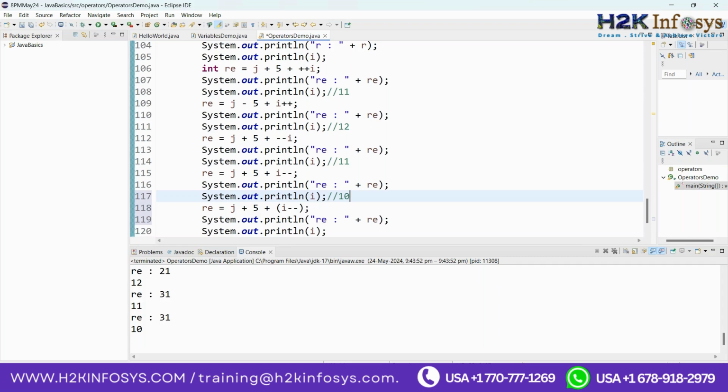How? Because the brackets were evaluated first. Actually, it follows the BODMAS rule, whatever we discussed. Whenever you have parentheses in any expression, parentheses will have the highest precedence or priority, so this will be evaluated first.